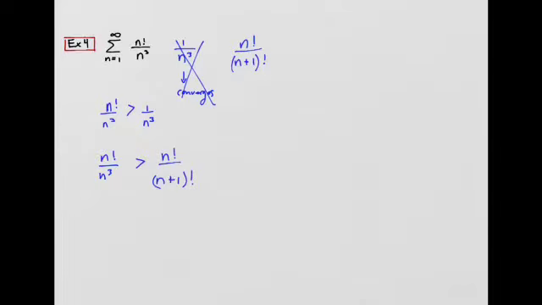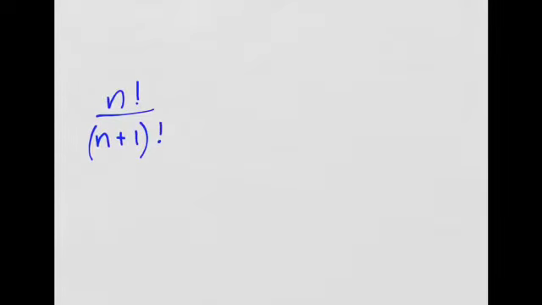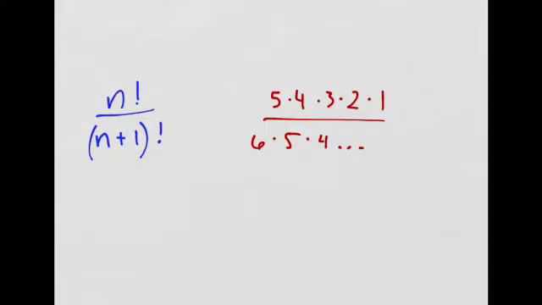I don't know. So let's just remember what a factorial is. I'm going to do this in red. The factorial, say if I plug in 5, that would be 5 times 4 times 3 times 2 times 1. And if I plugged in 5 to here, I would get 6 times 5 times 4 all the way down. So this part would cancel out with that, and I'd be left with 1 over 6, right?